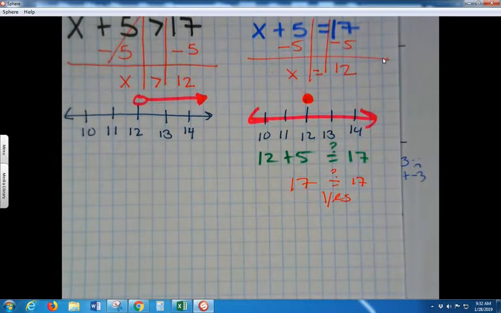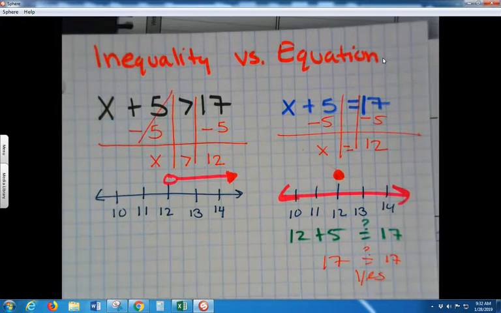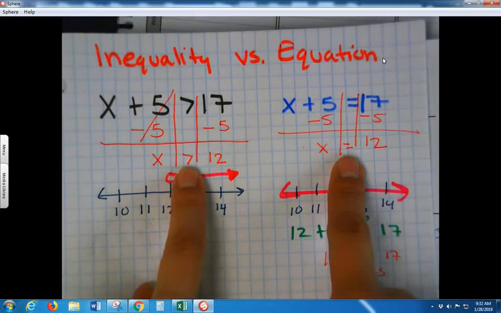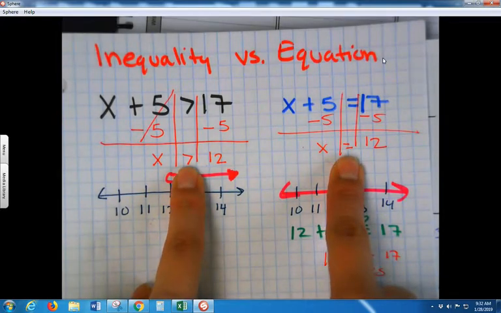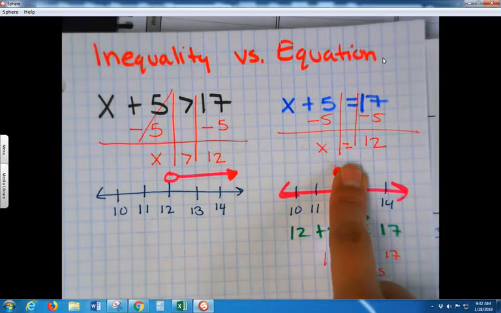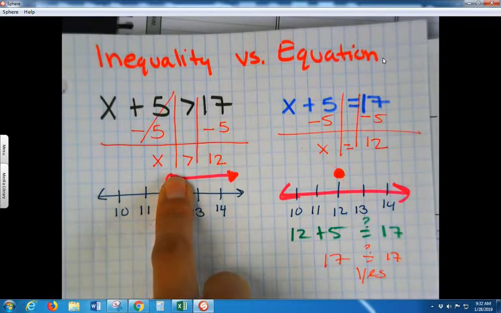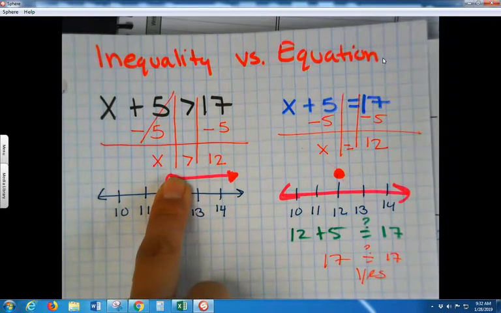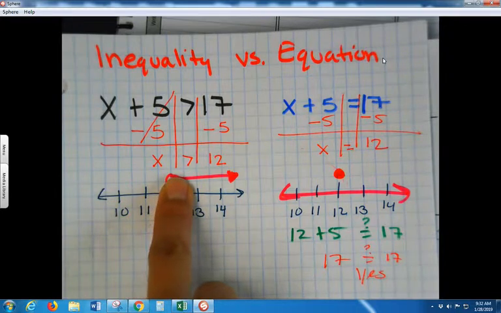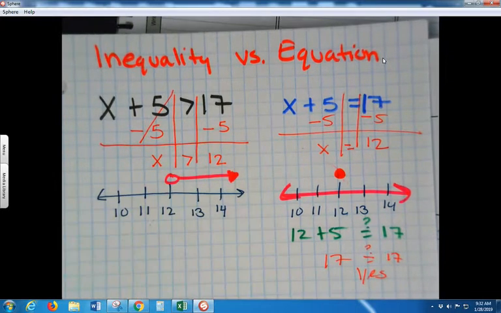So, is the process of solving it different? No, it's exactly the same, except this one just has one answer, and this one has multiple. A million, more than a million answers, right? Alright, so we're going to practice solving equations today.